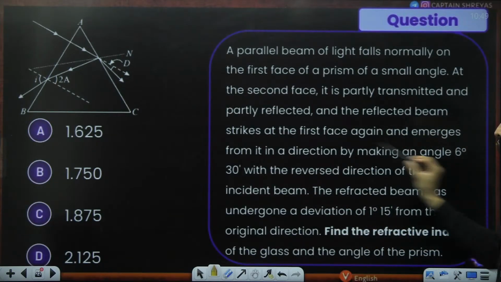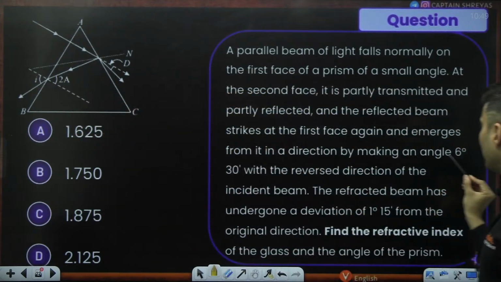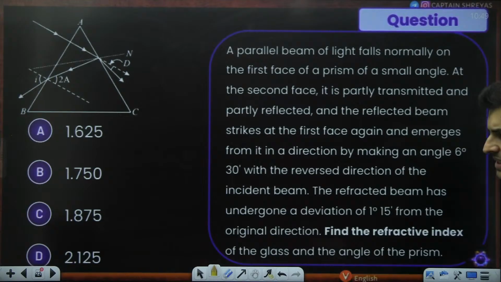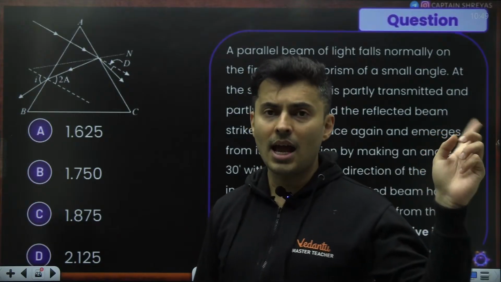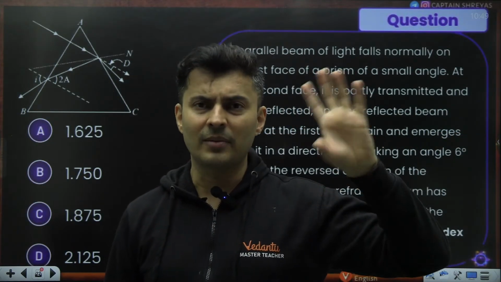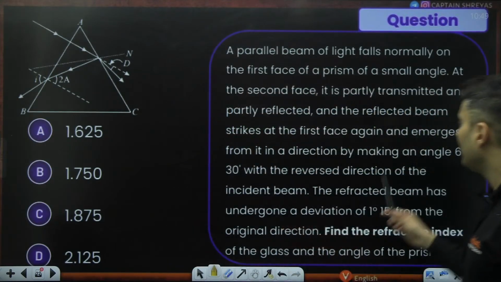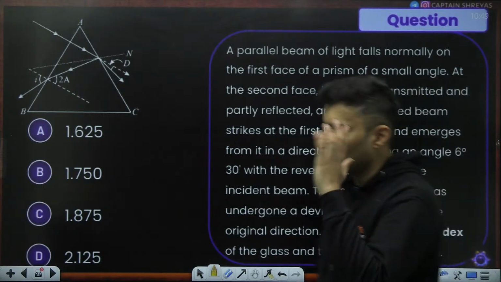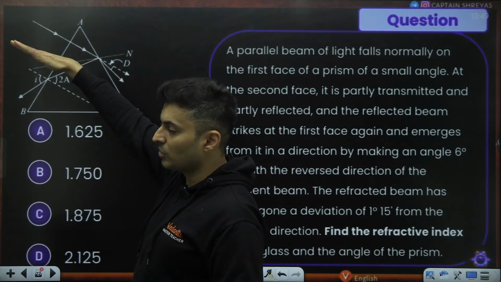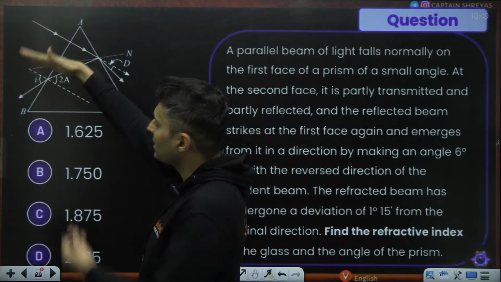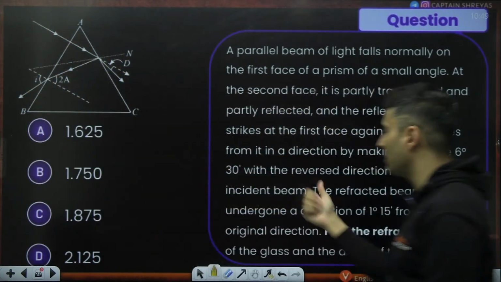And it emerges from it in a direction making an angle of 6 degrees 30 minutes, which means 6.5 degrees. Remember, 60 minutes is a degree, just like the hands of your clock. So 60 minutes is considered as 1 degree. Okay, keep that in mind. All right, with the reversed direction of the incident beam. Oh, what is this? Incident beam, reversed direction. That means instead of going like this, it is going like this. So with that, the emergent beam is making an angle of 6.5 degrees.